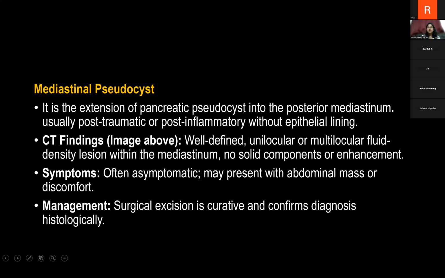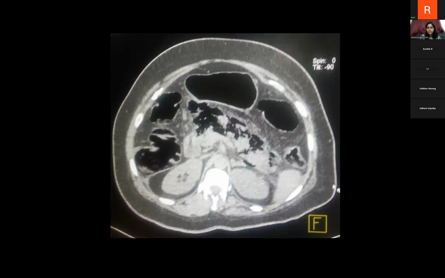So it is the extension of pancreatic pseudocyst into the posterior mediastinum. CT findings are well-defined unilocular or multilocular fluid density lesion. There won't be any solid components or enhancing component. It's often asymptomatic, may present with abdominal mass or discomfort. Management will be surgical excision. Next spotter. Timer starts now.